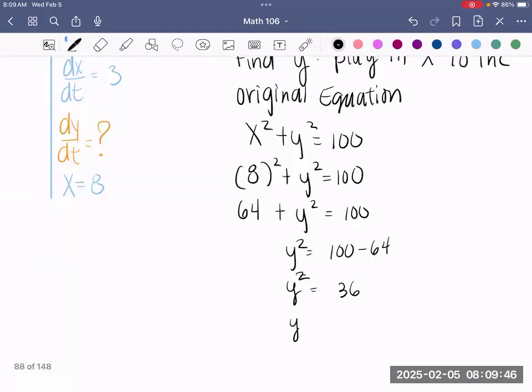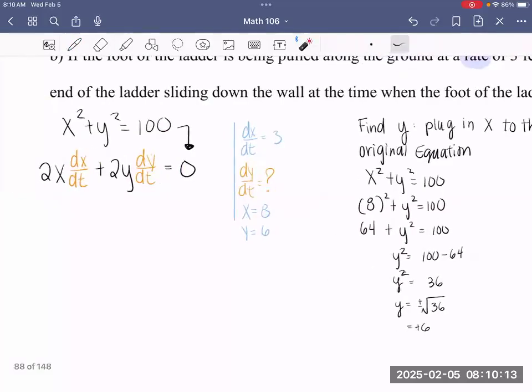Now let's go ahead and just get y alone. So square root both sides. Keep in mind, every time you take a square root, we have to account for both the positive and the negative half. But because we're talking about some sort of a distance, some sort of a unit of measure, we're not going to be using the negative counterpart. So our answer will come out to just be positive 6. So now we have y is equal to positive 6.